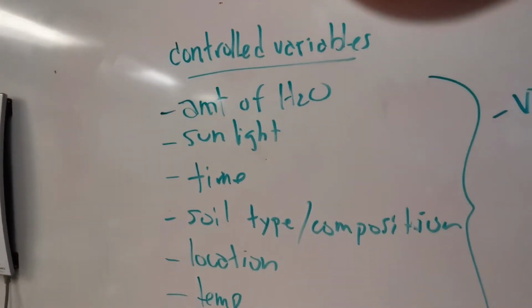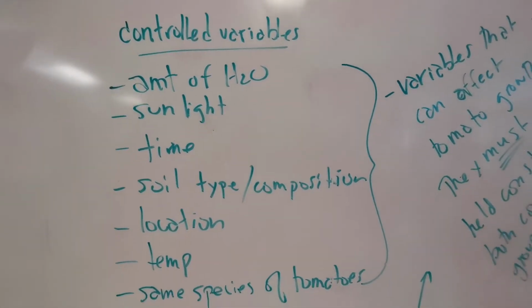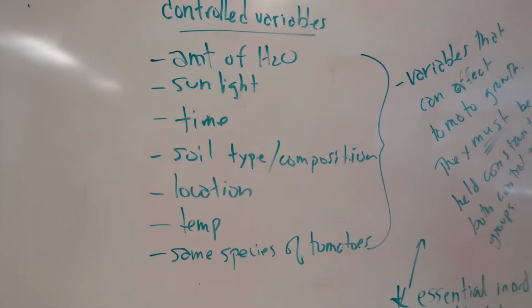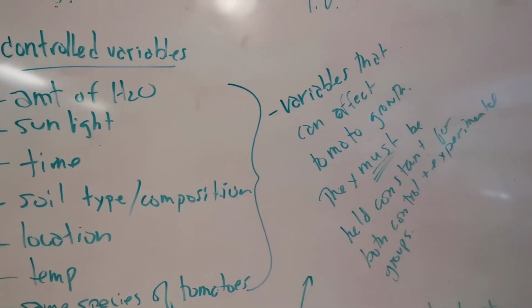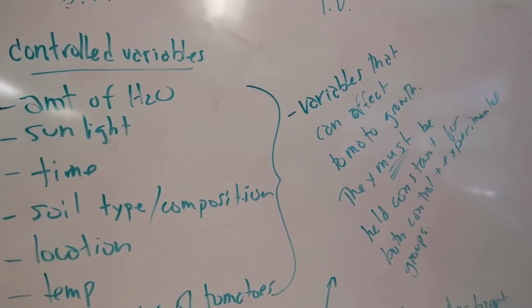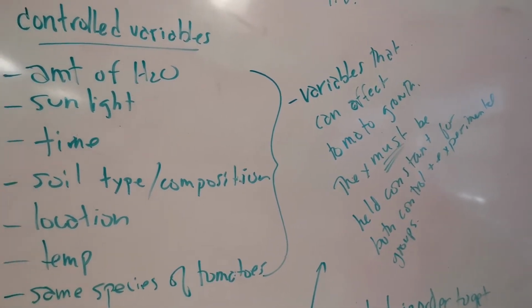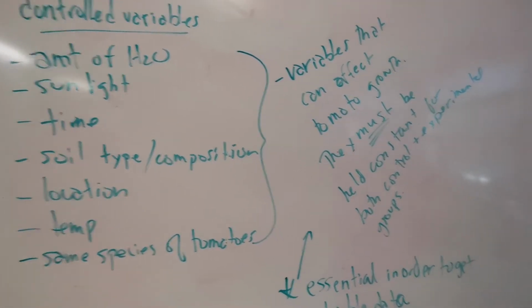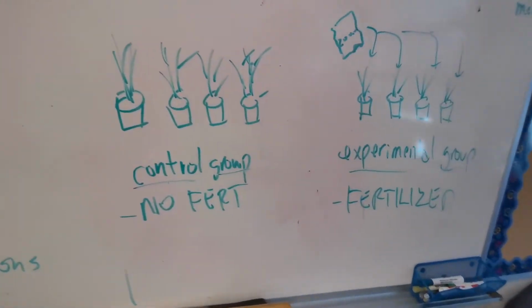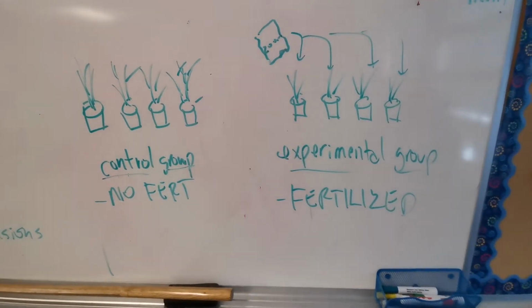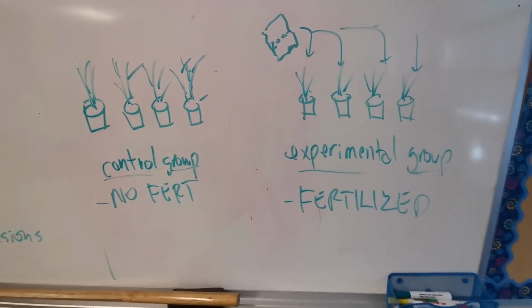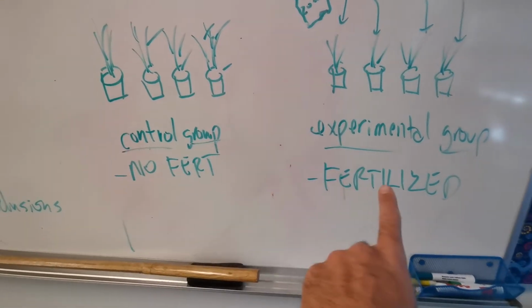Now, whenever you're doing an investigation, you have to control variables. Now, what are control variables? Those are going to be anything that could possibly affect our results, in this case, tomato growth. So we want to make sure that everything in our control group and our experimental group is the same, except for whether they're receiving fertilizer or not.